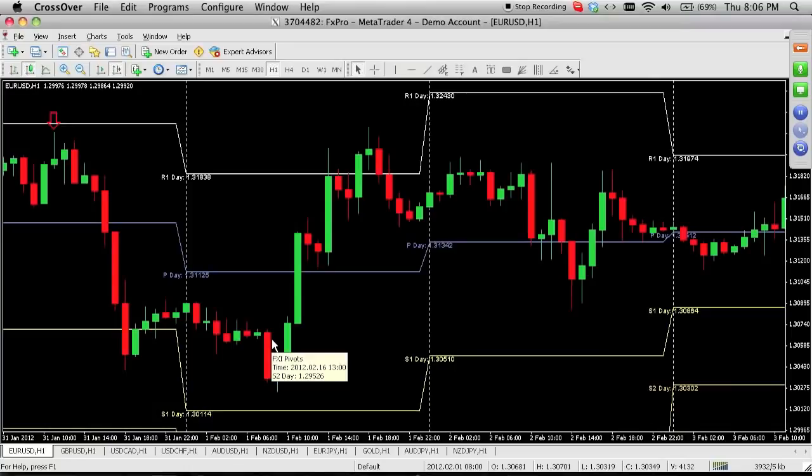Rule number 1, never open a trade on a moving candle. That means wait for the candle to close and then make your decision. Do not make your decision based on something that's moving.